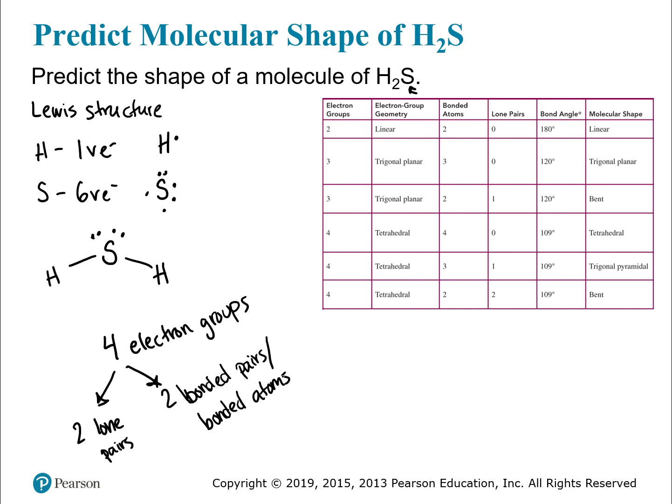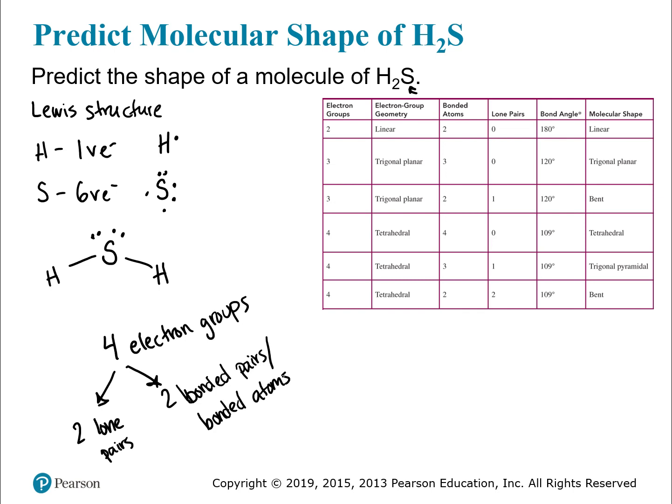You're not going to have this table for the exam, but use it to practice so that you can remember. So if you have to make flashcards or something like that, so that you can remember the shapes and the number of bonded atoms and lone pairs associated with it in the bond angle, do it. Flashcards are great for memorizing information like this.